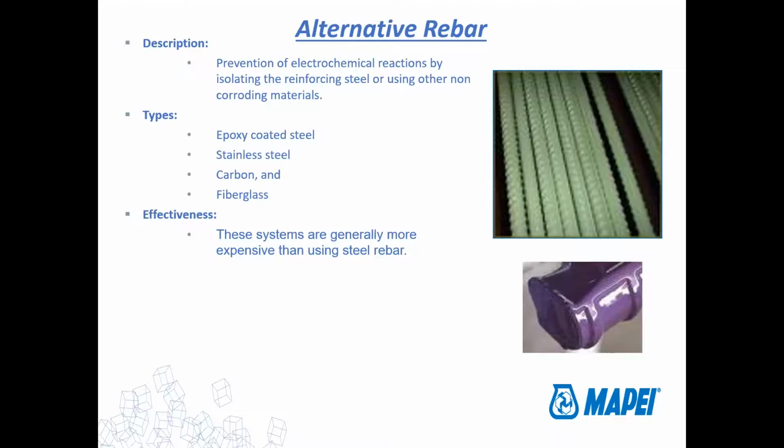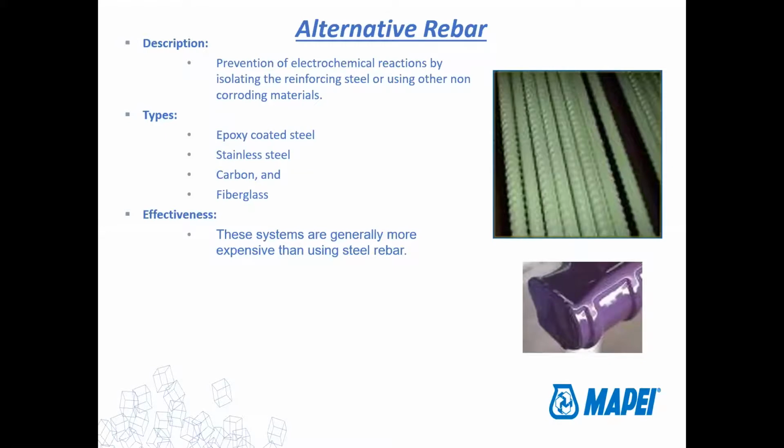That's true certainly of the carbon and the fiberglass. Stainless steel will corrode eventually. It just takes a lot longer for it to happen. And then epoxy coated steel, of course, is going to corrode once the epoxy breaks off or if it has any pinholes or things like that. So it's a little less effective than certainly carbon or fiberglass.